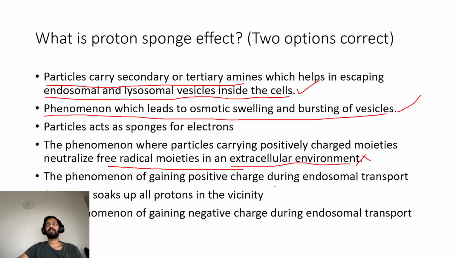And it's also not the phenomenon of gaining positive charge during endosomal transport. The charge of the particle is not getting significantly altered during this process. And it's also not a sponge that soaks up all protons in the vicinity. Although mechanistically it is what is probably happening, it's not a sponge that soaks up protons in the vicinity, and also it's not the phenomenon of gaining negative charge during endosomal transport. So the correct answers seem to be particles that carry secondary or tertiary amines, which help in escaping endosomal, lysosomal vesicles inside the cells, and the phenomenon which leads to osmotic swelling and bursting of vesicles.